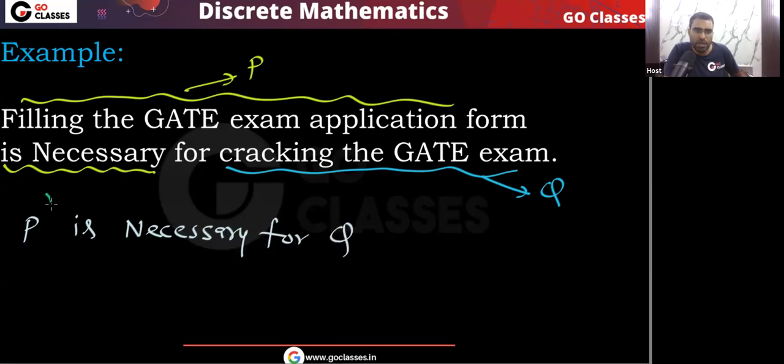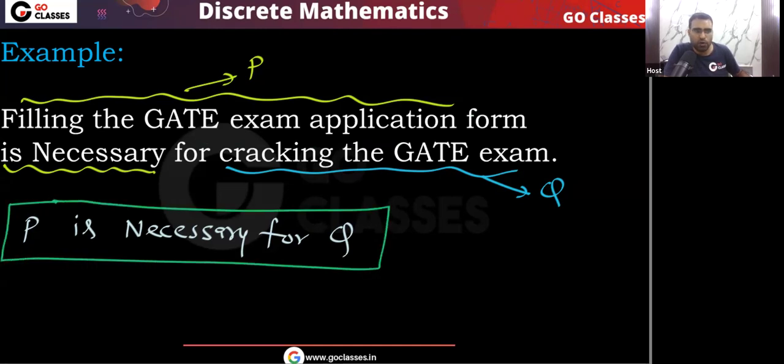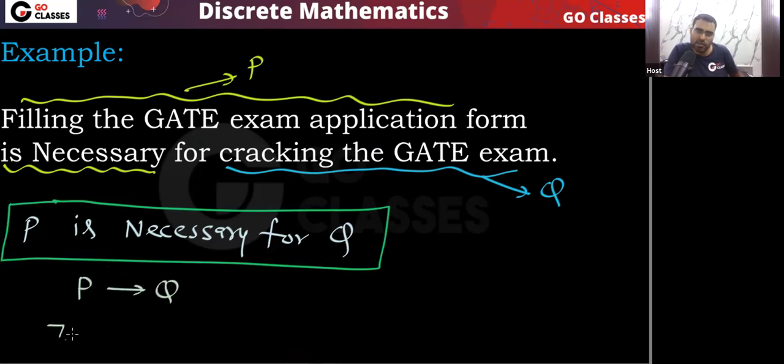P means you are filling the application form, and Q is cracking the GATE exam. So this statement basically is P is necessary for Q. Tell me one thing, what does this mean? Does it mean P implies Q, or does it mean not P implies not Q? If P happens, then Q happens, can I say that?